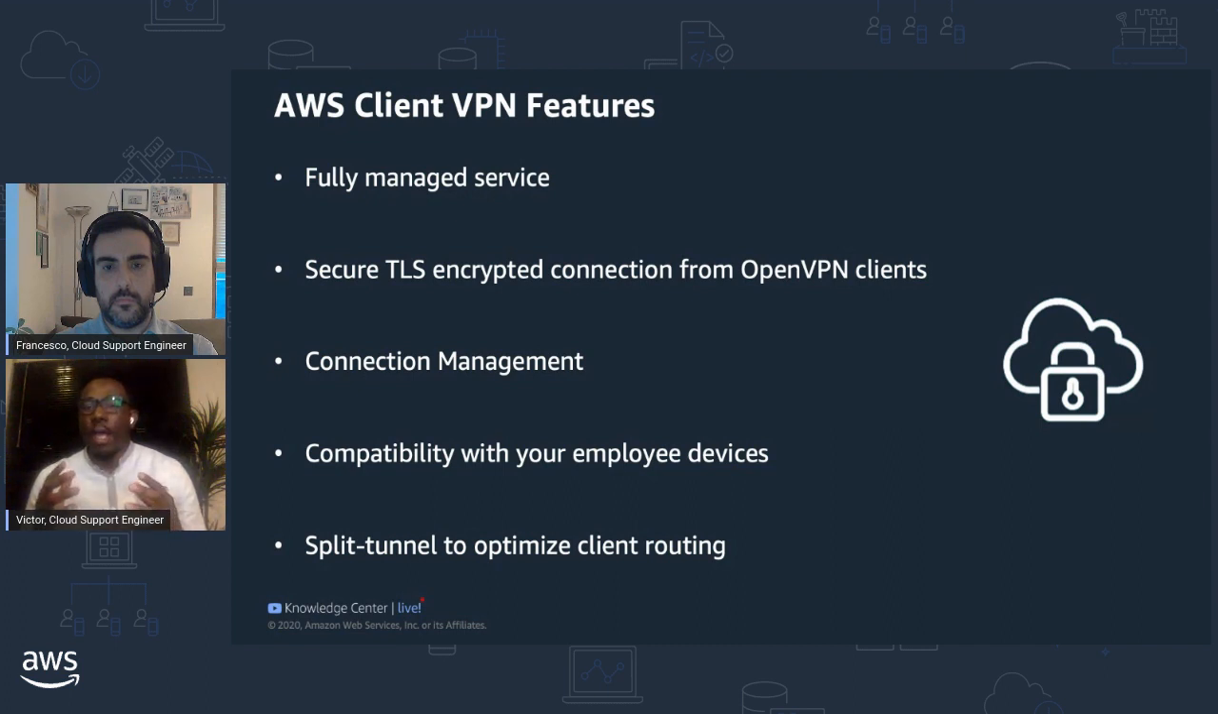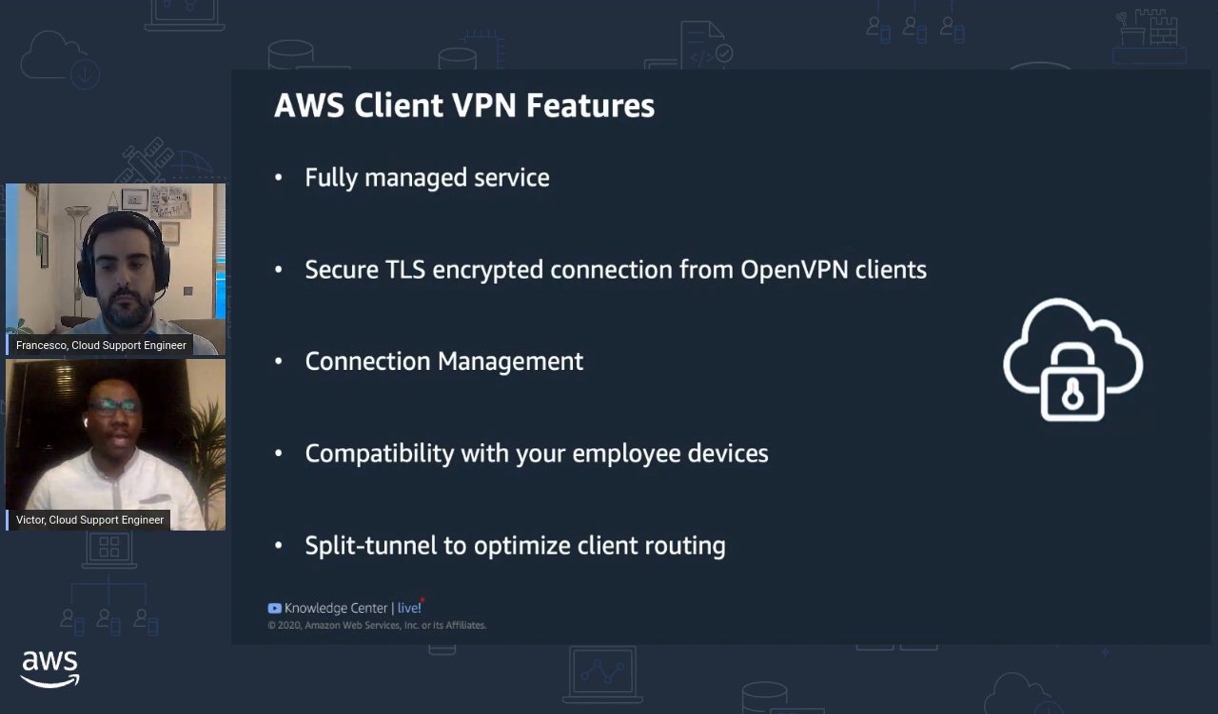And then the client VPN, you can enable split tunneling. So with split tunneling, you can use that to optimize client routing. Let's say, for example, you want your clients to route all their traffic from their PCs, their desktops, their devices through the client VPN endpoint to the internet everywhere. You don't want them to use the normal internet connection on their device. You can disable split tunnel, and all traffic will be routed through the client VPN endpoints, right?